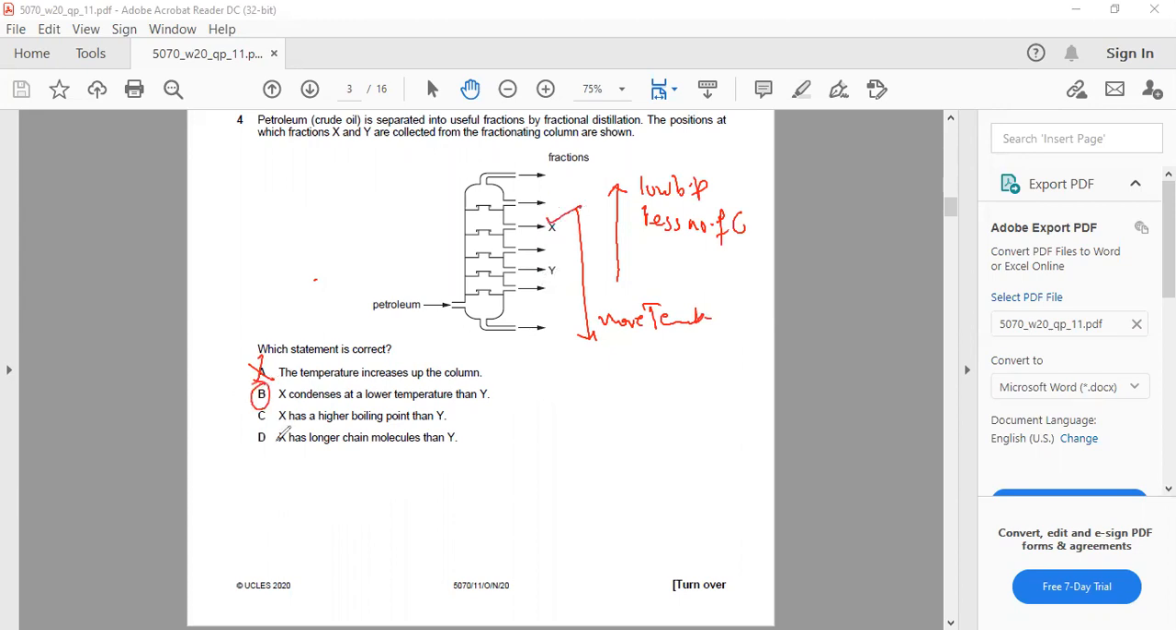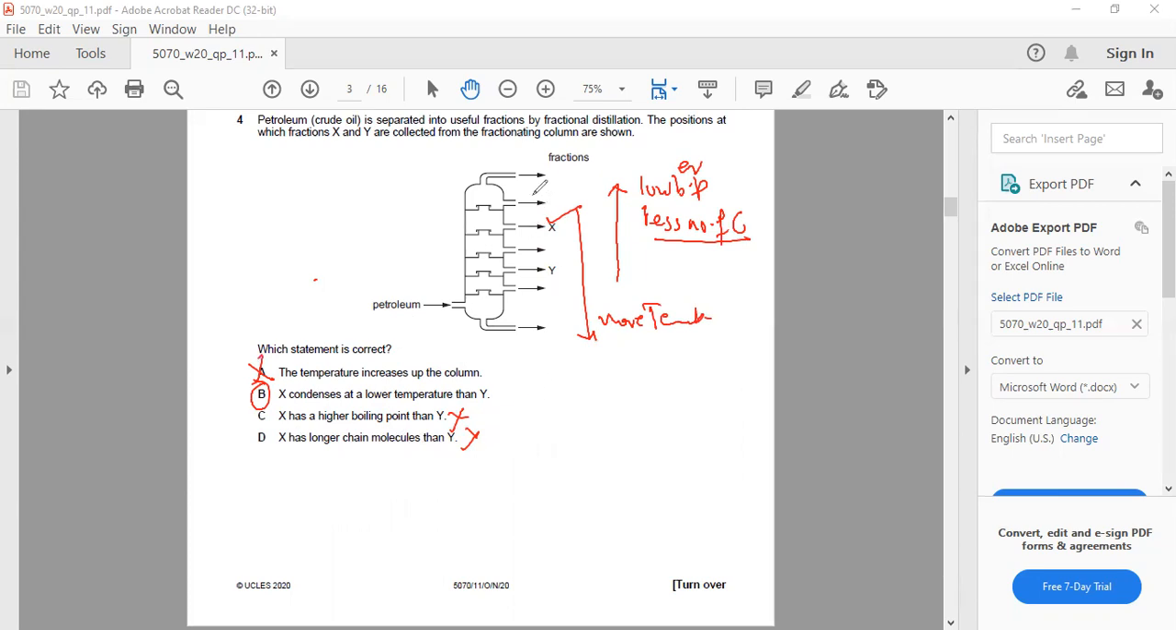B is the answer. Which one is Y? C is wrong. X has a higher boiling point. Wrong, because if you go up, lower boiling point. X is a larger chain. Wrong, because if you go up, there is a smaller number of carbons.